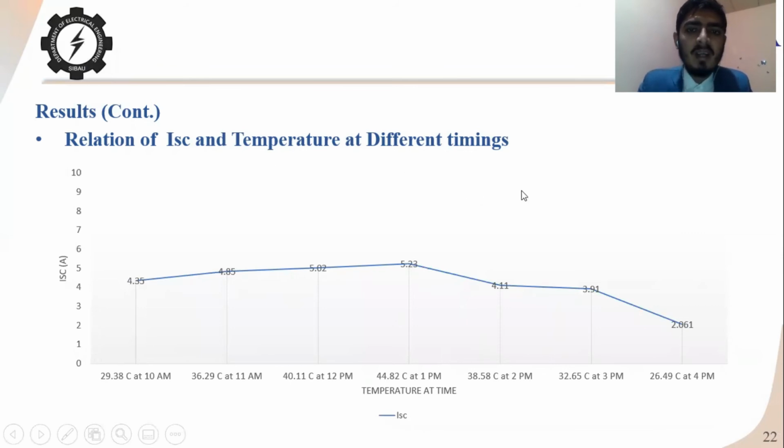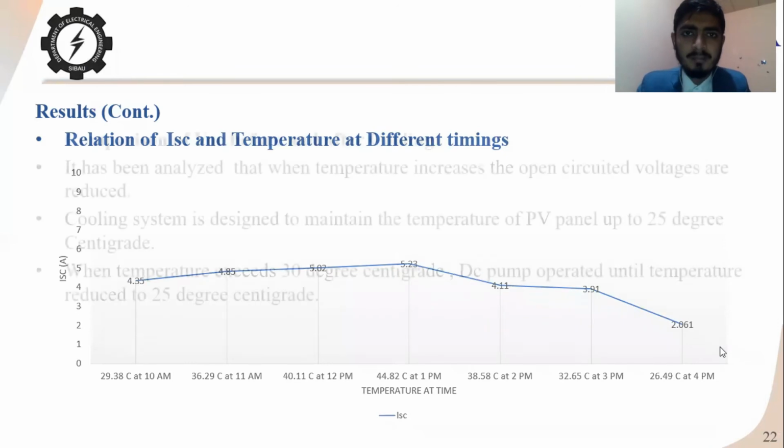Relation of ISC and temperature at different timings. You can easily view that whenever the temperature goes high, the current also increases, and as the time goes toward evening, the ISC short circuit current also decreases.